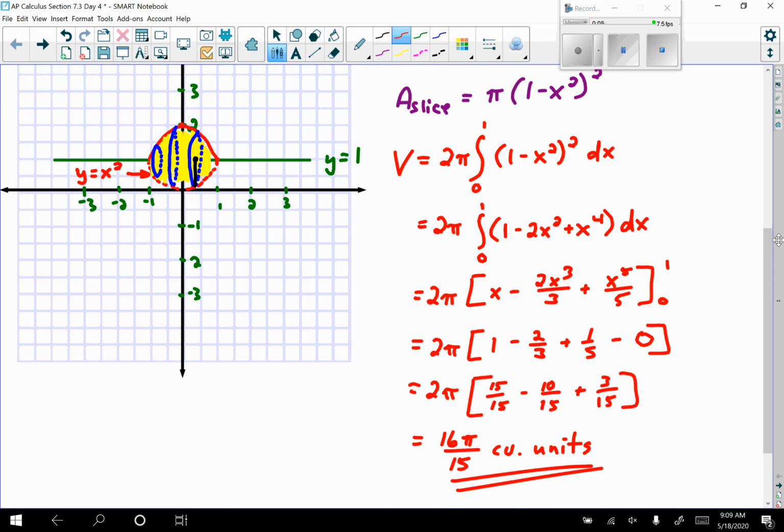All right, but again, just going back to the picture, this one was a little bit easier. Washers are a little tougher to work with because you have to do some subtracting for the area as well as the volume.